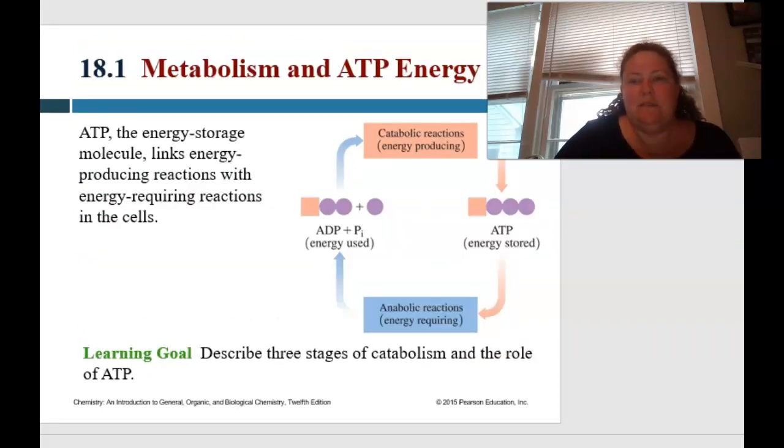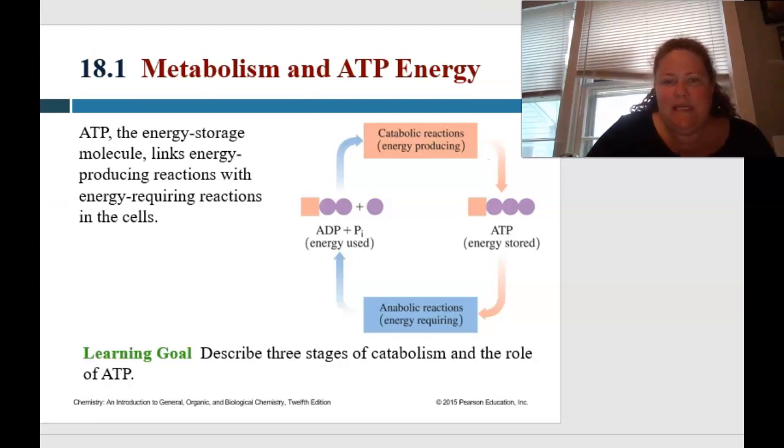and our homeostatic levels. So as we know from our previous chapters, ATP is the energy storage molecule. This is going to link energy producing reactions with energy requiring reactions in the cell. So we have catabolic reactions that are going to break things down. We have anabolic that are going to build things up.